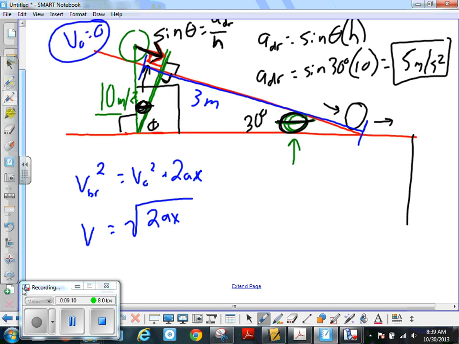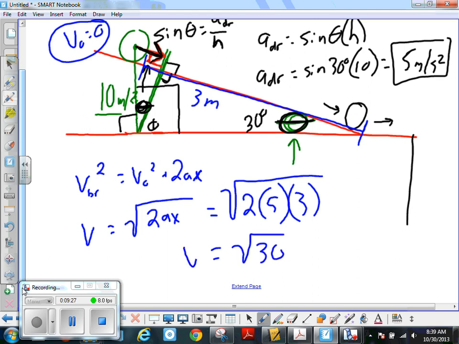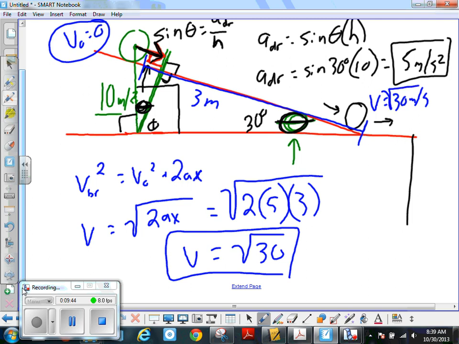Okay, so in this case, it's equal to 2 times 5 times 3 meters, which is the displacement down the ramp. So my velocity is equal to the square root of 30. And I am going to ask you to probably put that in decimal form when you do it. So now we know that our velocity here at the bottom of the ramp is, I mean, the square root of 30 meters per second. Okay, any questions about that?